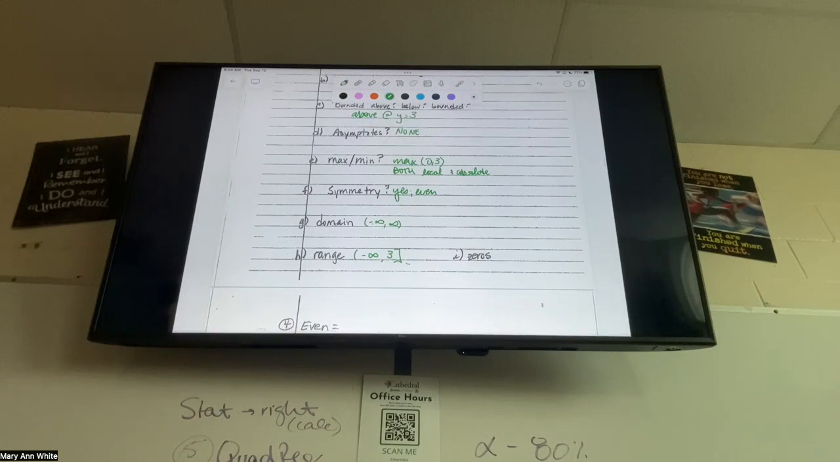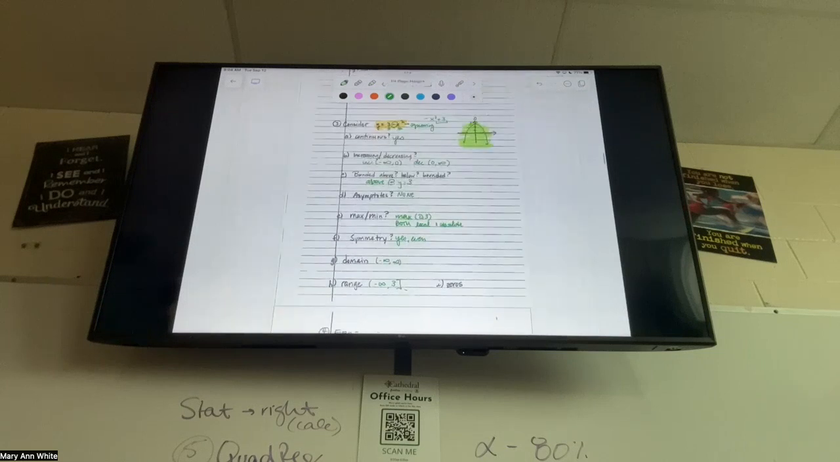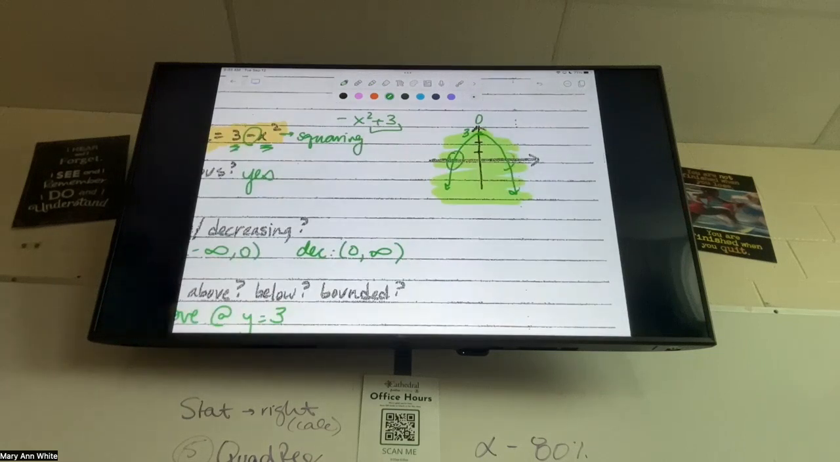And then zeros, we're going to go to the calculator to find our zeros here. This wasn't a nice, easy one for us to find normally. So let's go to our calculator, plug your equation in, and let's find our zeros from there.